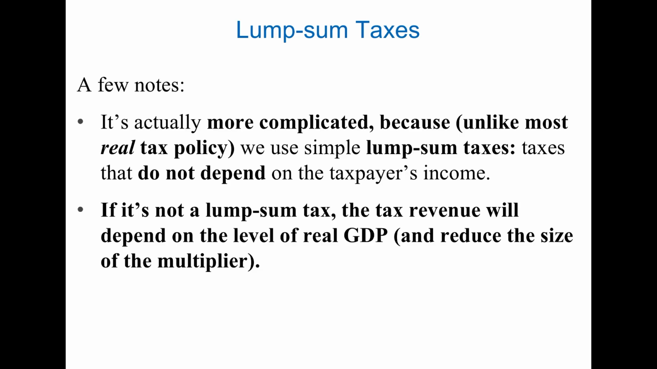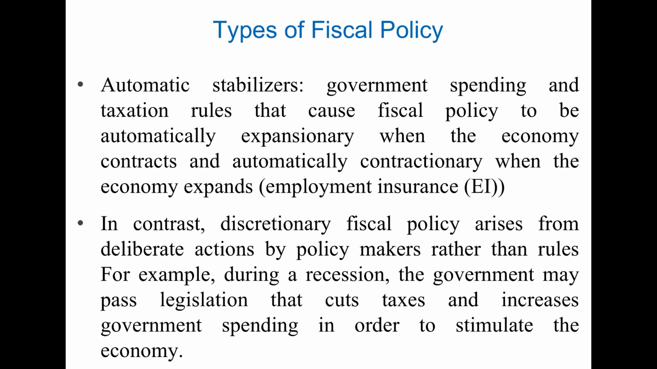We are talking here about lump sum taxes. It's actually more complicated because taxes are in slabs at different income levels, and the rates are different. So unlike most real tax policies, we use simple lump sum taxes, taxes that do not depend on taxpayers' income. If it is not a lump sum tax, the tax revenue will depend on the level of real GDP and reduce the size of the multiplier. So definitely when GDP is increasing, the tax revenue is also going to increase.